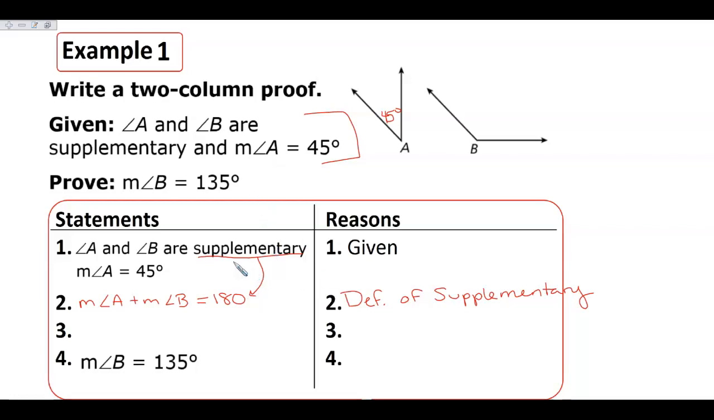Now, I know that the measure of angle A is 45 degrees. So I'm going to take this and plug it into here. I'm going to say 45 plus the measure of angle B equals 180. So what did I do? From here to get to here, I plugged in 45.